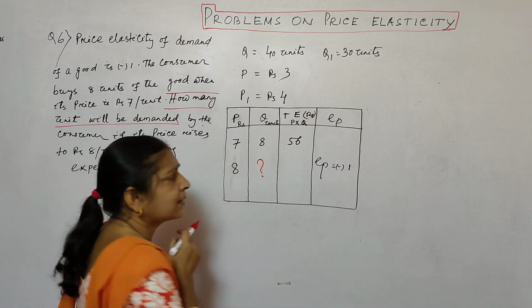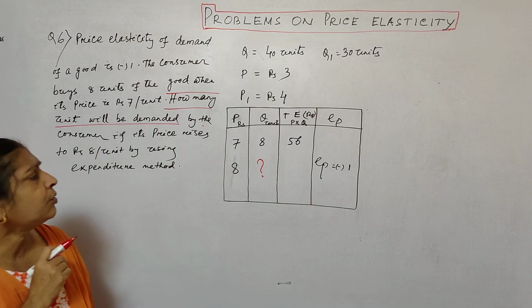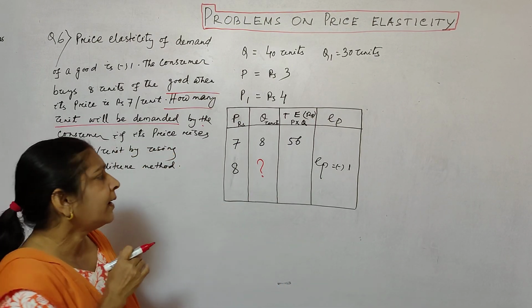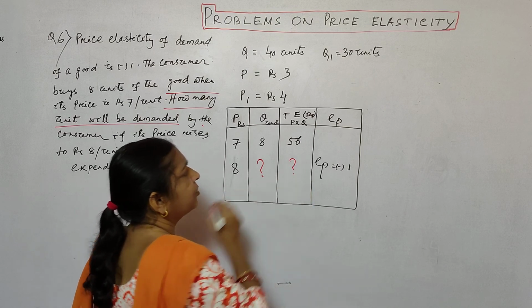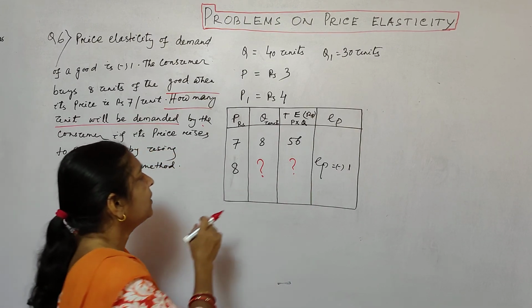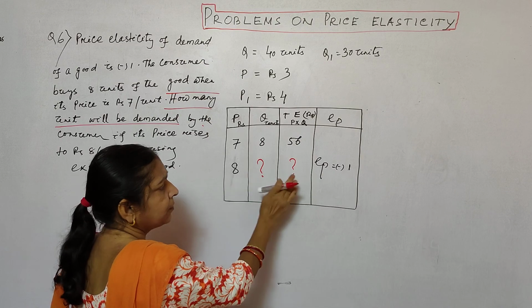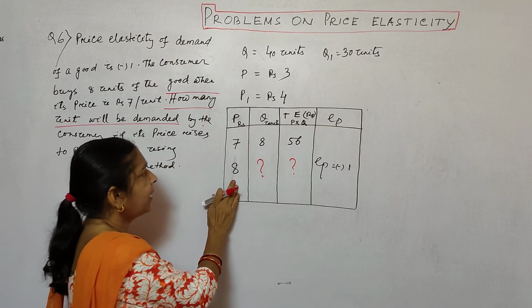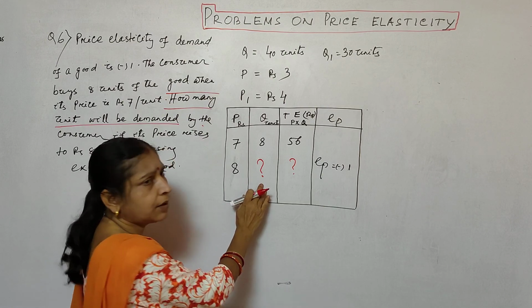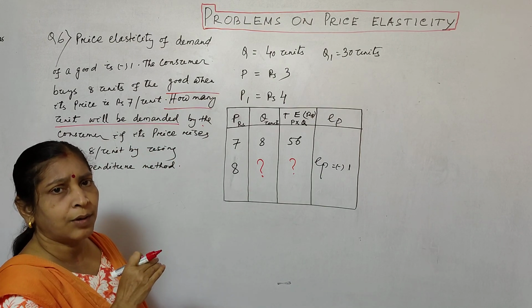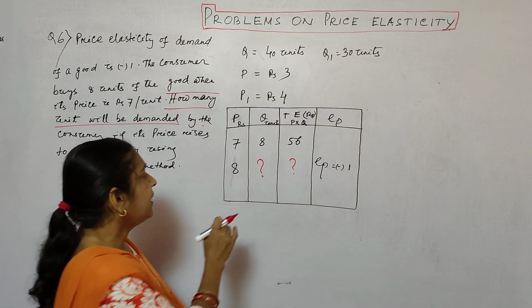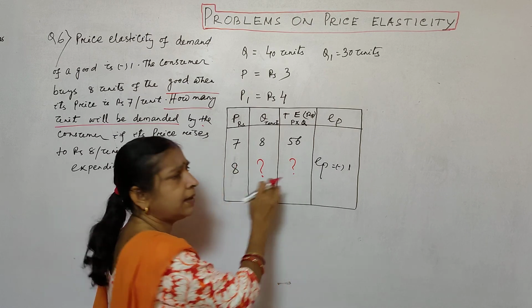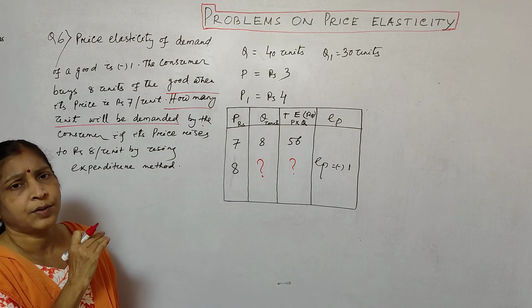How will we find out total expenditure? Without total expenditure, how will we find out Q? So there are two unknown variables: total expenditure with a rise in price, and the final quantity with a rise in price. We do not have the amount of either. So with two unknown variables, how can we solve this problem?